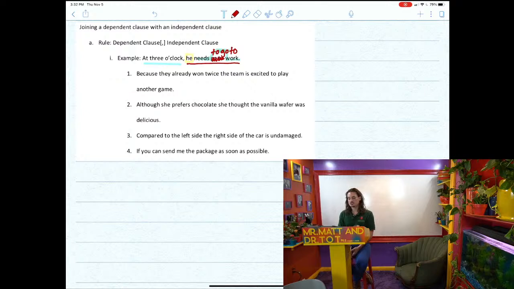So to be clear, this would normally be an independent clause, but when you add because in the beginning, that becomes a dependent clause. So we have a dependent and then independent clause construction. The team is excited to play another game. That could be its own sentence, right? We have a subject, the team. We have a verb, is excited to play. And then we have a predicate, another game.